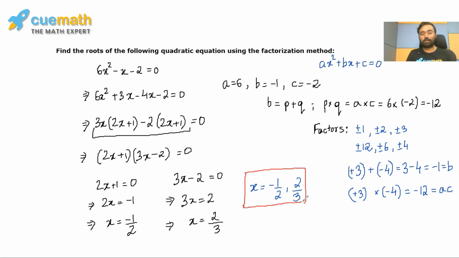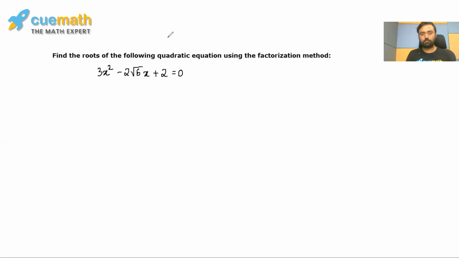So you just saw how we can use the factorization method to answer a question like this. Let's work on the next question. So here again, we have been given a quadratic equation. We'll have to again use the factorization method to find the roots. Let me write A, which is 3, B, which is -2 square root of 6, C, which is 2. Now we know A times C is nothing but 3 times 2, which is 6.